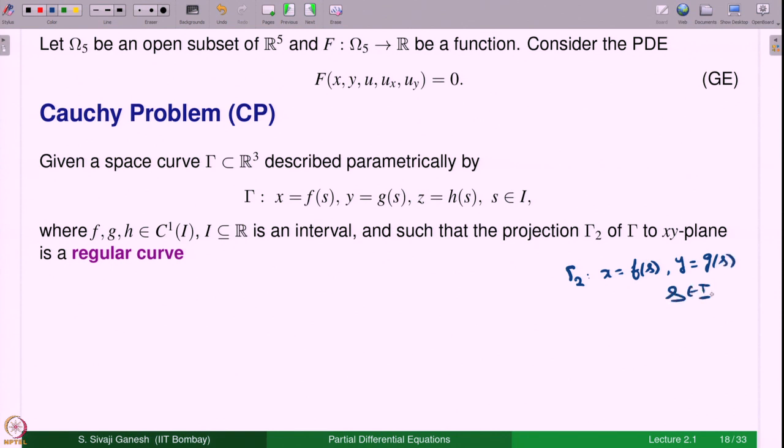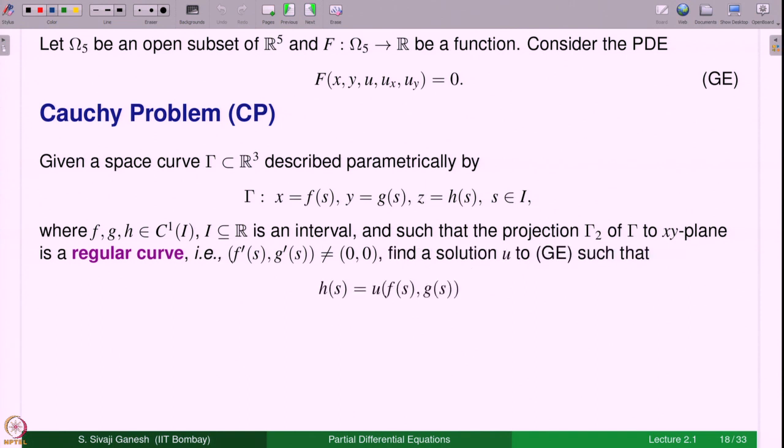s in C^m(I). It is a regular curve. What that means is f dash, g dash do not vanish, that means does not become 0, 0 at every point of the curve. If one of them is 0, the other one is non-zero. If f dash is 0, g dash is non-zero. And find a solution to the PDE such that u of f(s), g(s) equal to h(s).